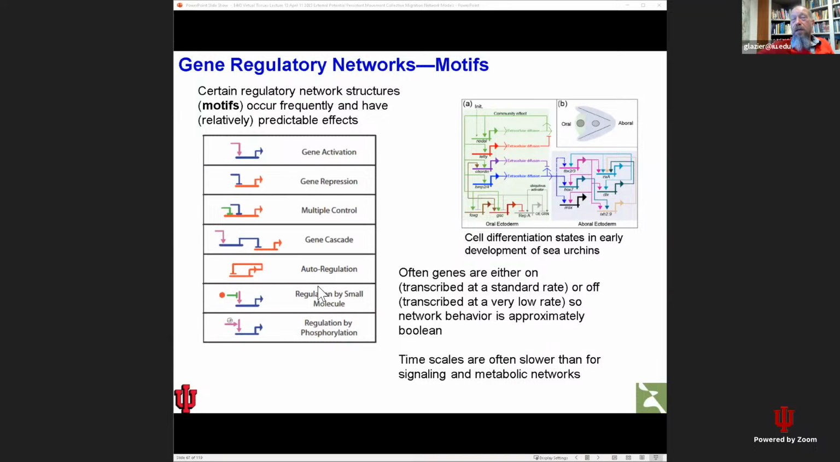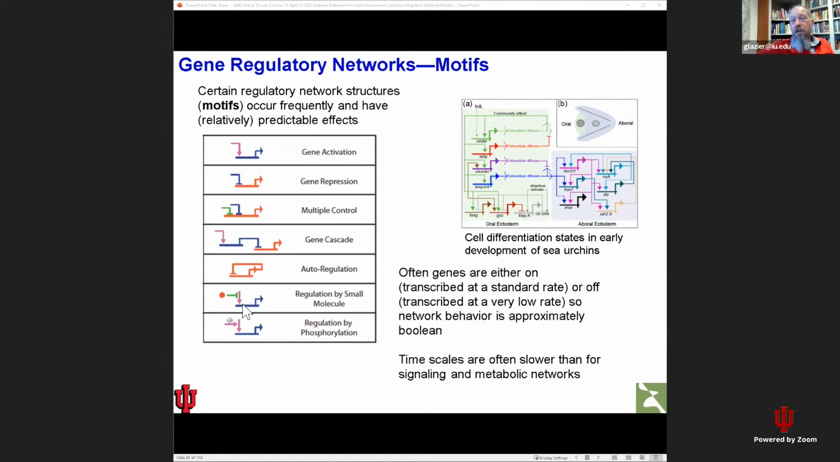One of the things that we'll see in both signaling and gene regulatory networks is something called motifs. We have the idea of a molecule promoting the transcription of a gene, a molecule inhibiting the transcription of a gene, two molecules coming in. In this case, they're both inhibitory. A gene producing something that then turns off another gene. A gene producing something that turns itself off, autoregulation.